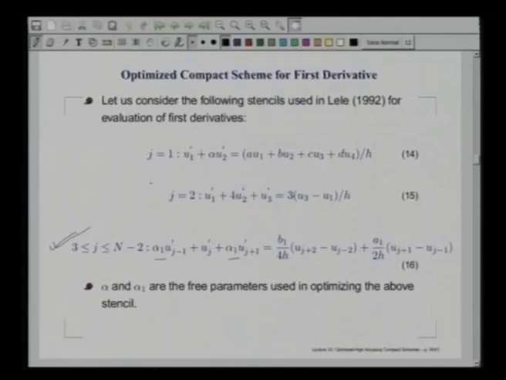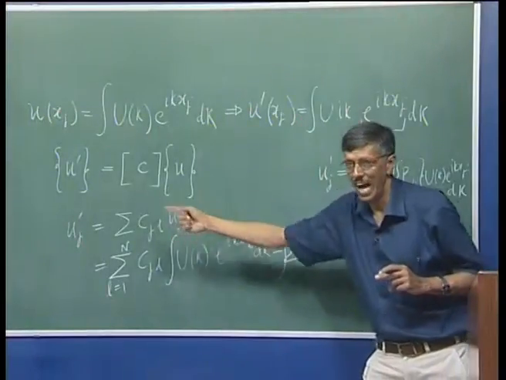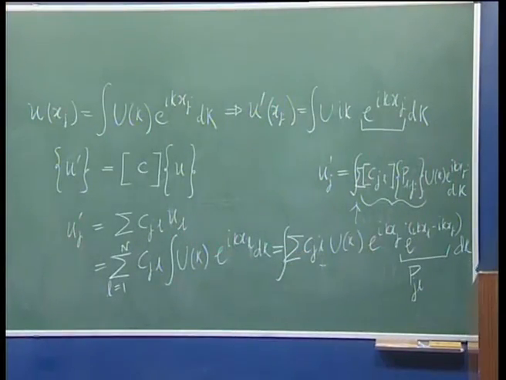This is what I was telling you about the closure problem, that this general expression will not work for all the points. You need some additional schemes for the near boundary points, like what I have shown here for j equal to 1 and 2, we will have to also substitute for n minus 1 and n. Then we have a complete scheme, and once I have the complete scheme, means what? I have the C matrix, and once I have the C matrix, I can go through this exercise.